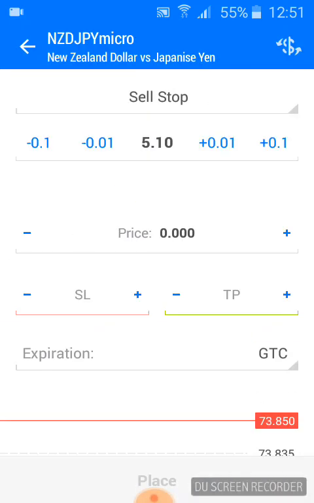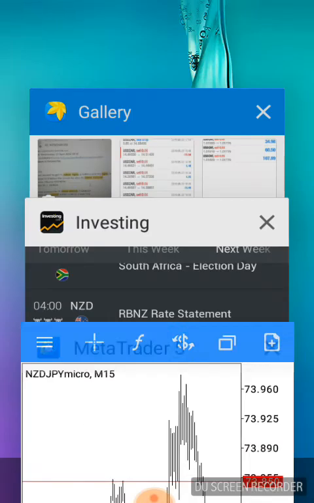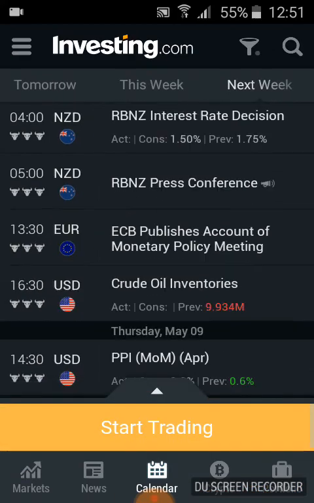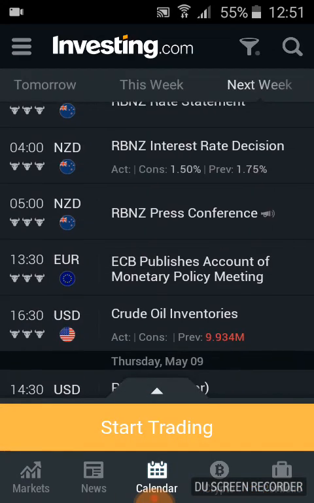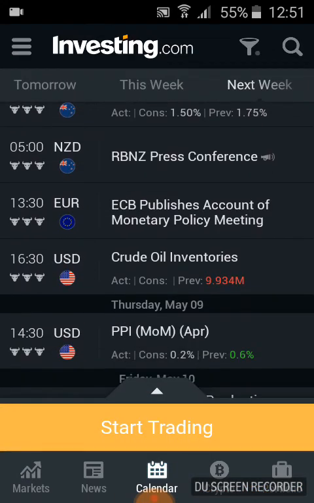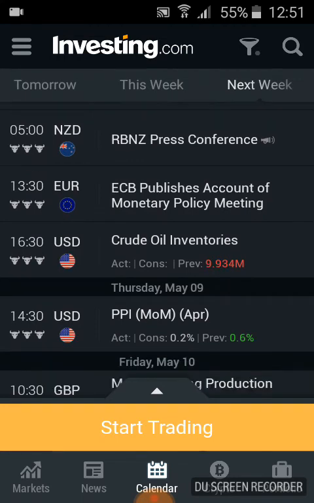Then once one of the orders is triggered again, you delete the one that is not triggered, and then you close the one that has been triggered because it's gonna be in profit. Then you are in money, guys. And then later in the day, you can also trade at 1:30.